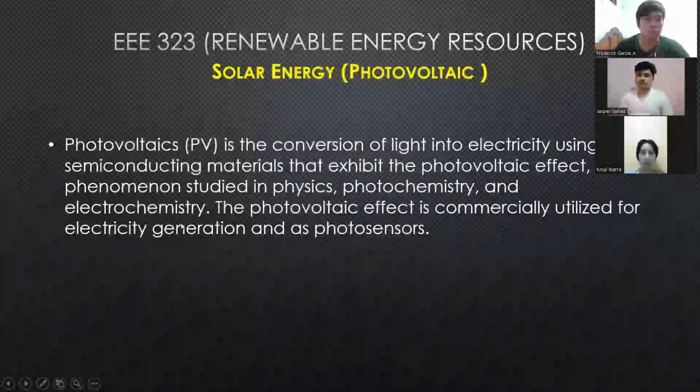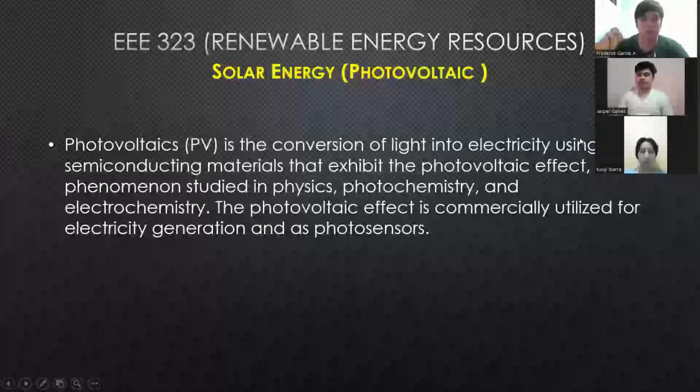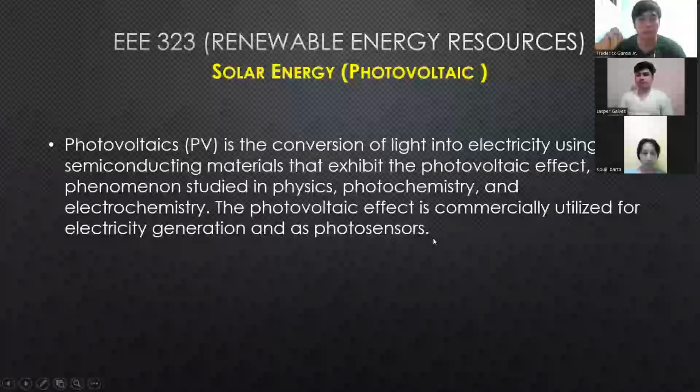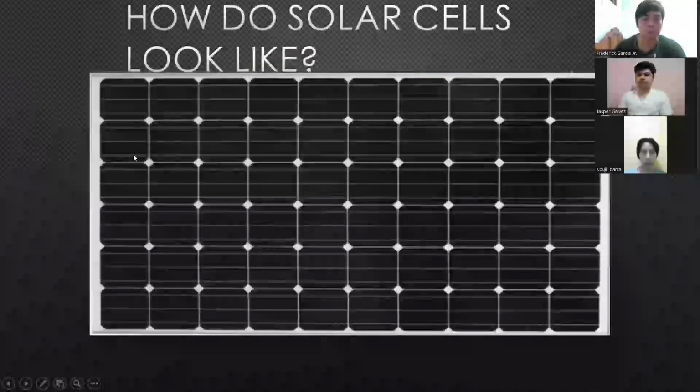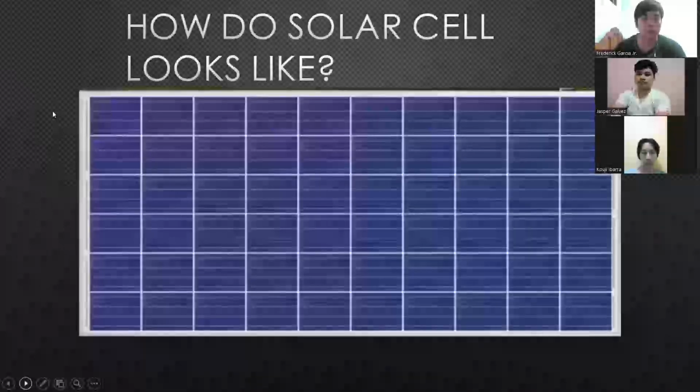Okay, thank you. Now, photovoltaics is the conversion of light into electricity using semiconducting materials, specifically something like silicon, that exhibit the photovoltaic effect, a phenomenon studied in physics, photochemistry, and electrochemistry. The photovoltaic effect is commercially utilized for electricity generation and as photosensors. Here we have an example of a solar cell. This type of cell is a monocrystalline cell, meaning it's made up of one big silicon crystal. Now we have the polycrystalline cell, which is made up of multiple silicon crystals melted together.